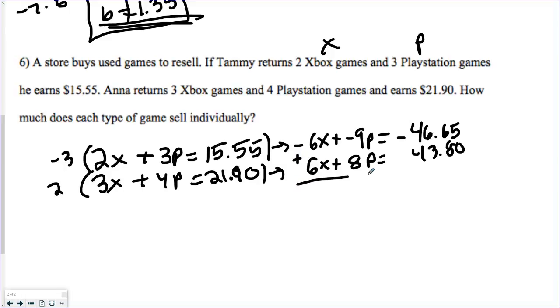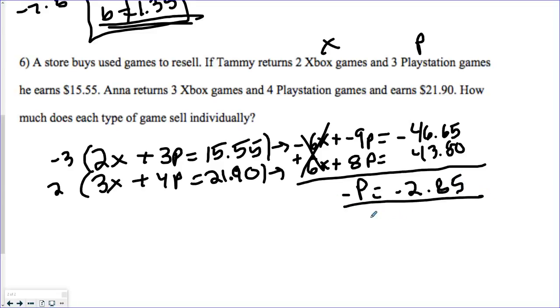Then I'm going to add these two together because now the x's will cancel, which is good. Negative 9 plus 8 is negative p. And then make sure you add the end ones too. Again, another common mistake people forget. And that will give you negative 46.65 plus 43.8, which will give you negative 2.85. And then again, you can't have a negative p, so you're going to divide by negative 1. And that will give you p is 2.85.